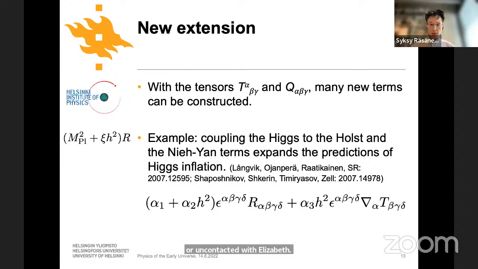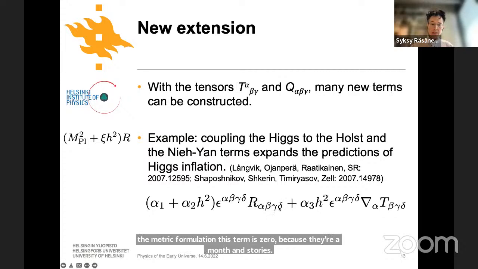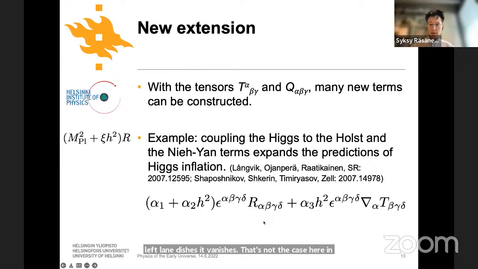In the metric formulation, this term is zero, because if you anti-symmetrize the Riemann tensor in the last three indices, it vanishes. That's not the case here in the Palatini formulation, and you can write this in terms of the non-metricity and torsion. But there is no reason not to include this term, as the same dimensionalities appear, exactly on the same grounds as the Ricci scalar.